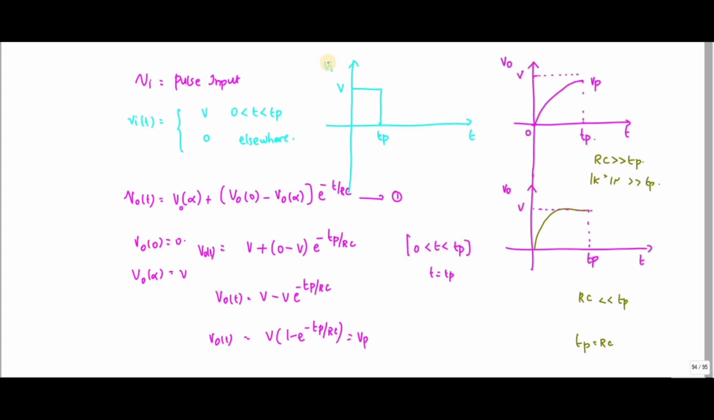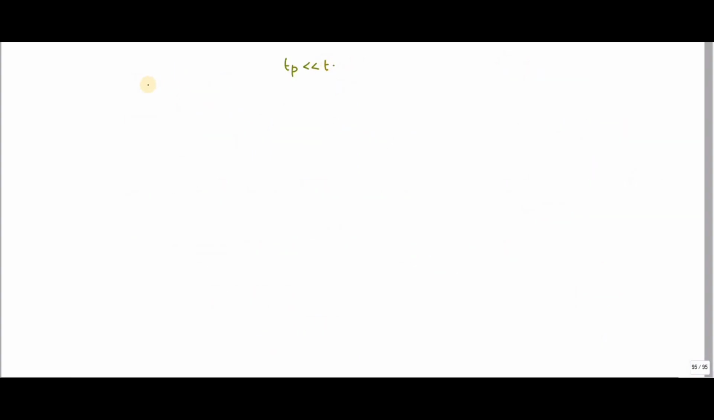The next condition is what will happen when the t value is greater than TP. For t greater than TP, the input is 0. So the initial value of V naught of 0 is nothing but Vp, right? And after infinity, it goes to 0. Anyway, it tends to 0, right? So I can substitute V naught of t is equal to 0 plus Vp minus 0 into e power minus the time, which is t minus TP.